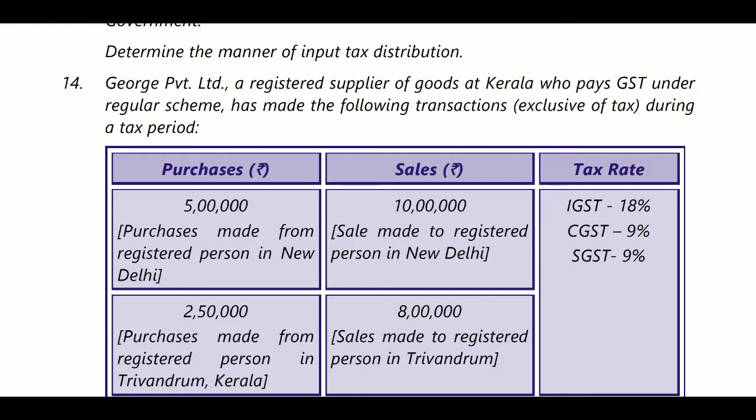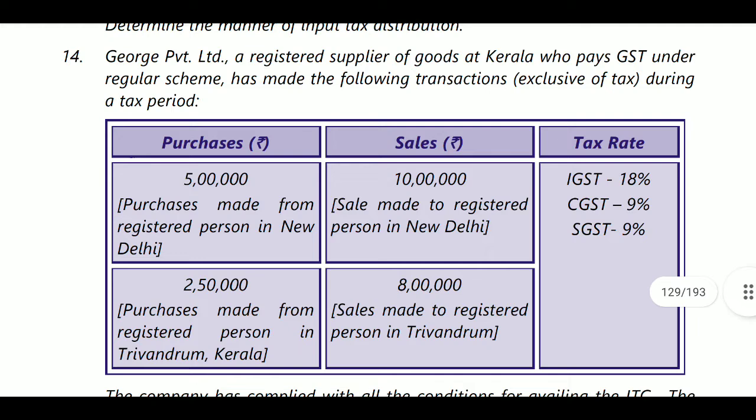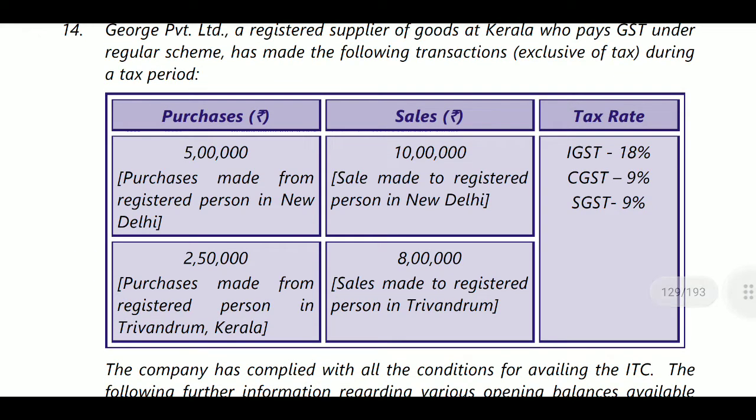Next question number 14th, what is there in question number 4th? George Private Limited, a registered supplier of goods at Kerala, who pays GST under regular scheme, made the following transactions, exclusive of tax during the tax period. Purchase was 5 lakhs and sales was 10 lakhs. IGST rate was 18%. Purchase made from registered person in New Delhi and sales made to registered person in New Delhi, that is different states. CGST, SGST will become no problem.